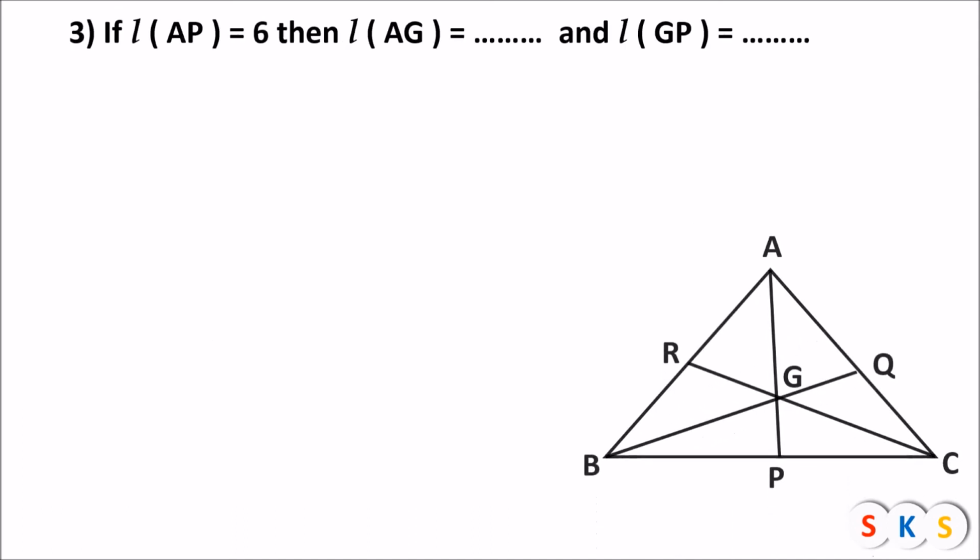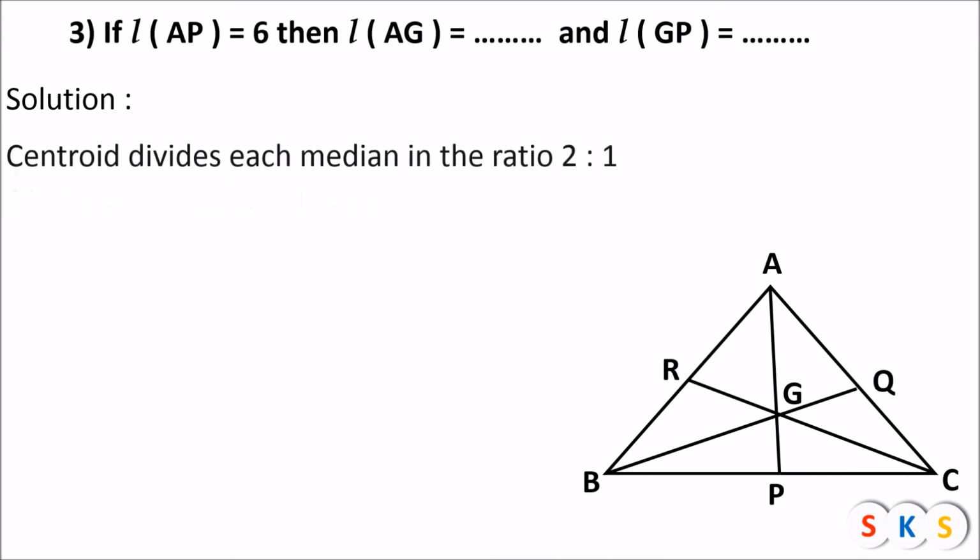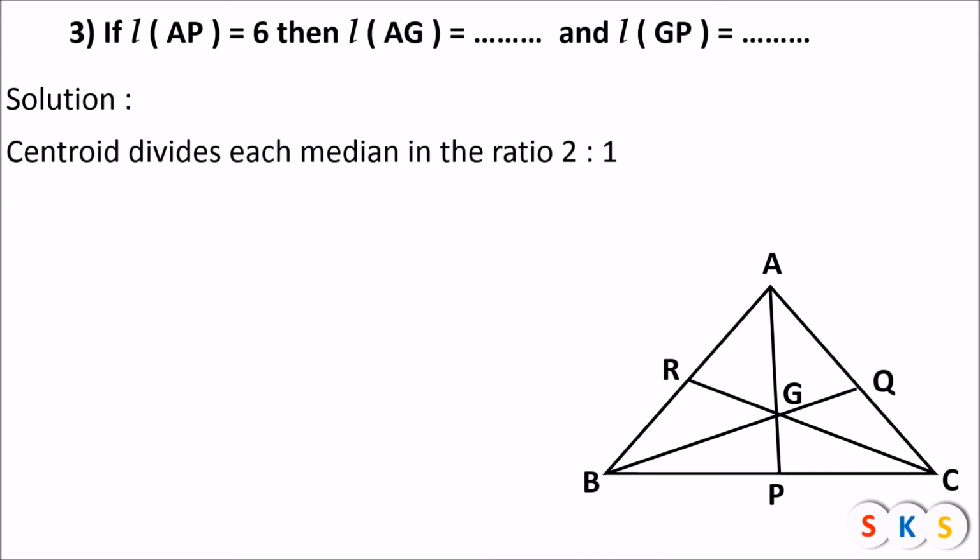Now here we have the third one. Let's see the solution of the third one. Centroid divides each median in the ratio 2:1. Look at this figure. Here segment AG is one of the parts of median AP, and GP is the second part of the median AP. So AG upon GP is 2/1.